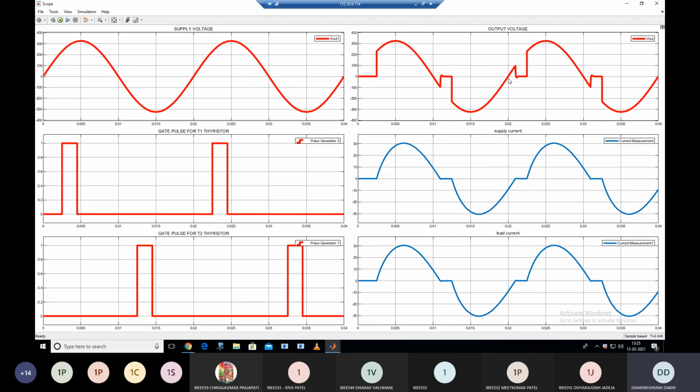After 2 pi, your inductor dissipates energy through T2, so it will remain in conduction. Whatever the supply voltage is after 2 pi, you get across the load side. So you can see that after 2 pi the positive cycle starts. For the duration up to 2 pi plus alpha, you get the output voltage same as your supply. This one is 2 pi, and this is 2 pi plus alpha. Again this cycle is repeated.